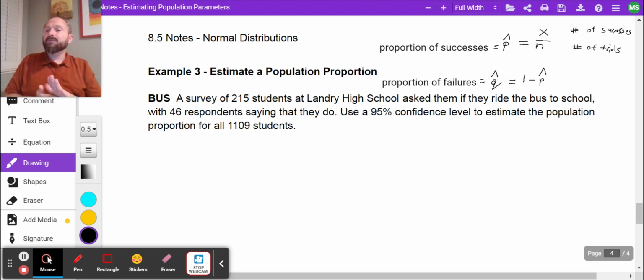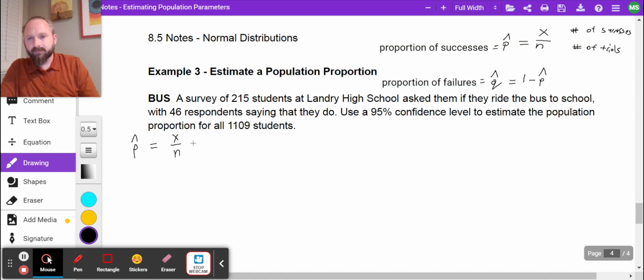So, a survey of 215 students at Laundry High School asked them if they ride the bus to school. 46 responded saying that they do. Use a 95% confidence level to estimate the population proportion for all 1,109 students. So, let's set it up. First we have to find the proportion of success and failure. So p hat is equal to x over n. 46 said they do, out of 215. So that's going to equal 0.214.